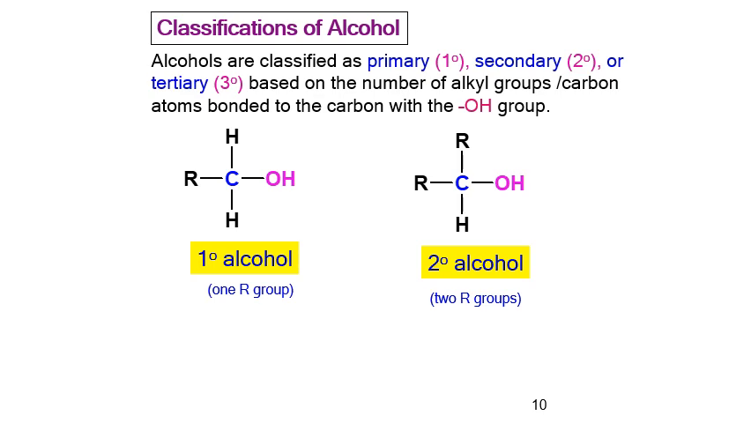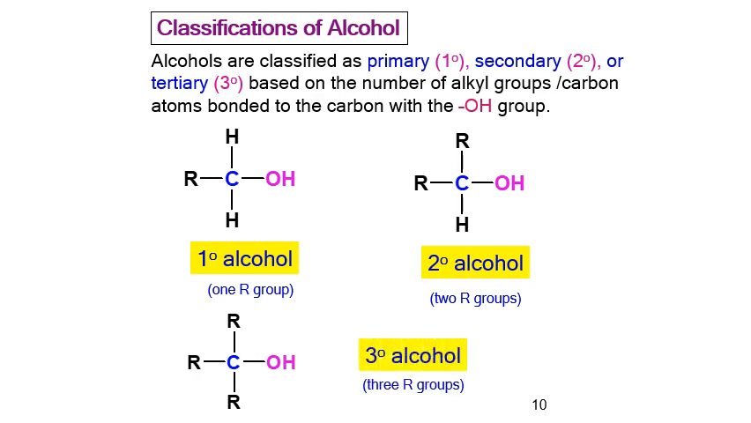For secondary alcohol, there are two alkyl groups, presented as R, attached to the carbon bearing OH. So this is secondary. And finally, for the tertiary alcohol, it is the same way as primary and secondary, but there are three alkyl groups attached to the carbon bearing OH. Thus, this is tertiary alcohol.